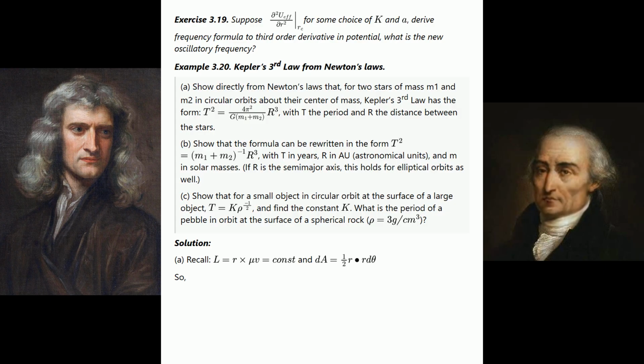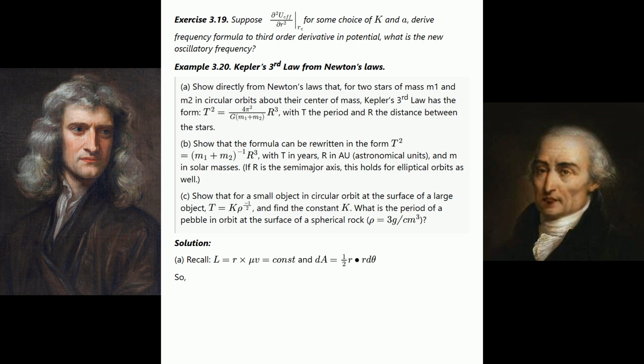If r is the semi-major axis, this holds for elliptical orbits as well. C. Show that for a small object in circular orbit at the surface of a large object, T equals k rho raised to the minus 1 over 2 power, and find the constant k. What is the period of a pebble in orbit at the surface of a spherical rock?